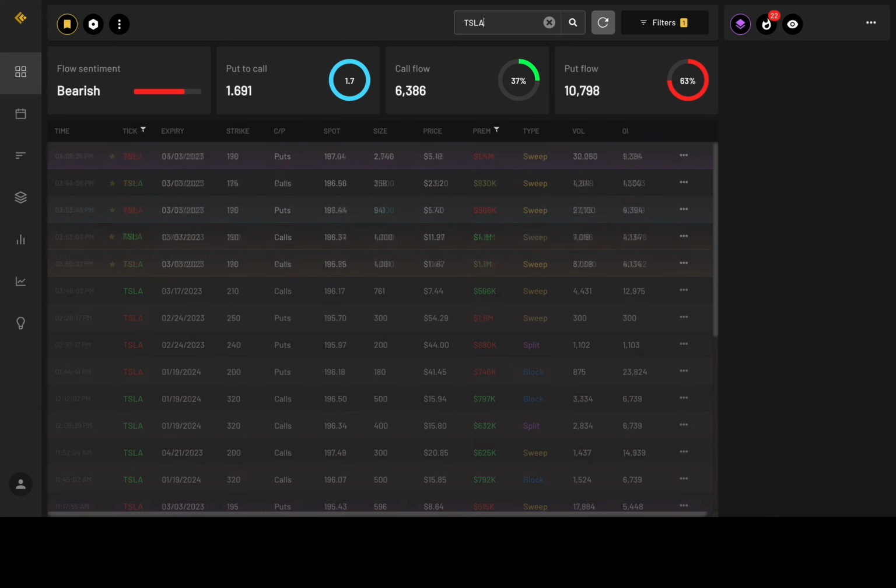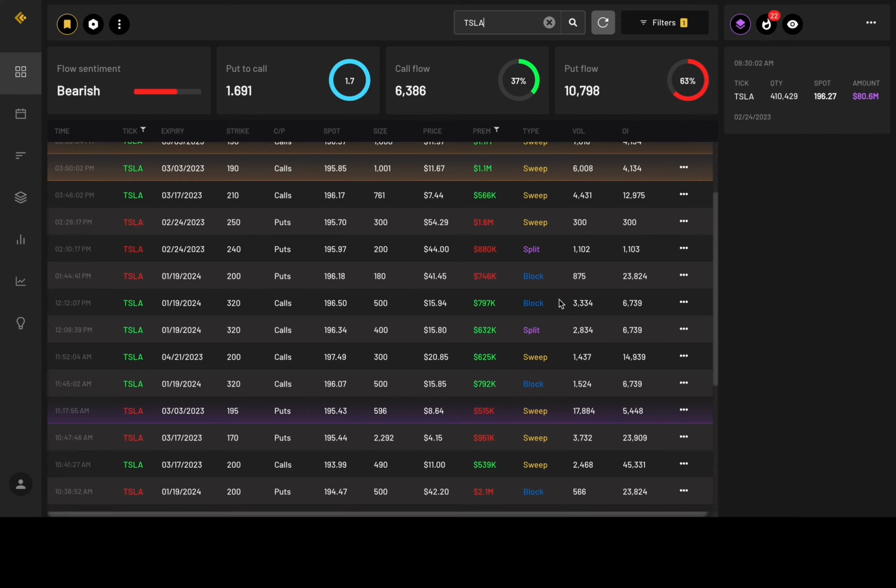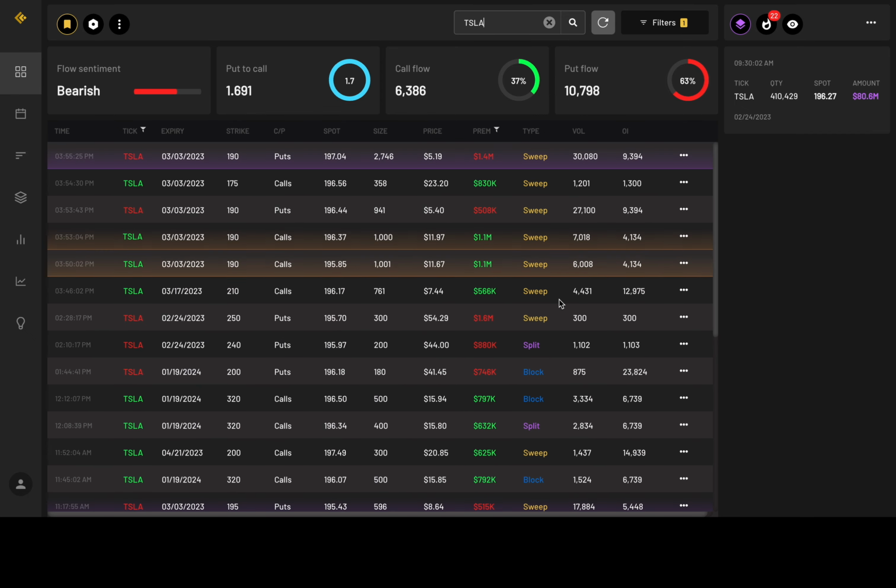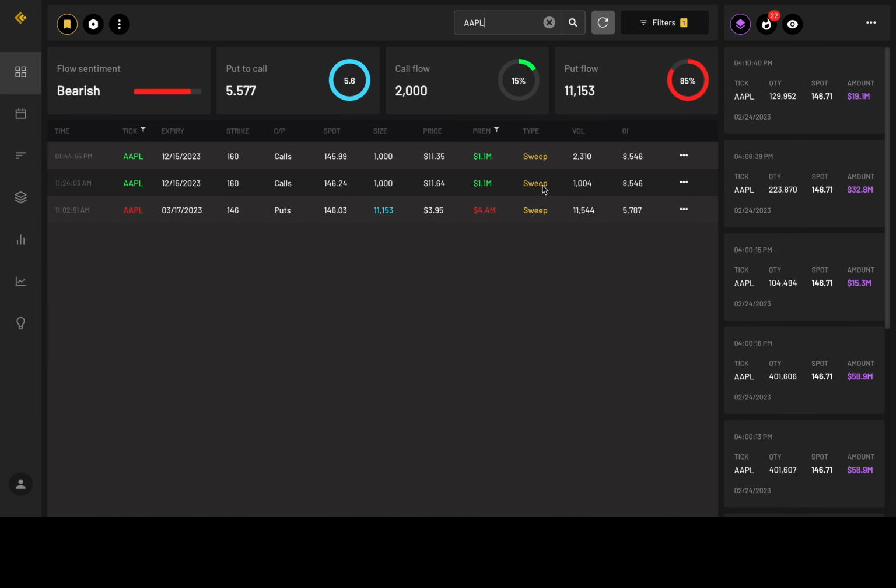All right, Tesla, 63% in the puts for Tesla. Nothing really sticks out. How about Apple? Oh wow, 85% in the puts. Sweep order, this sticks out, 4.4 million, over 11,000 in size, 146 strike price. Not that aggressive, but it's for March 17th.